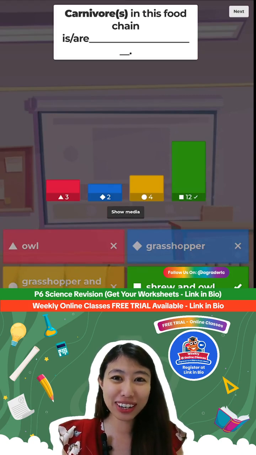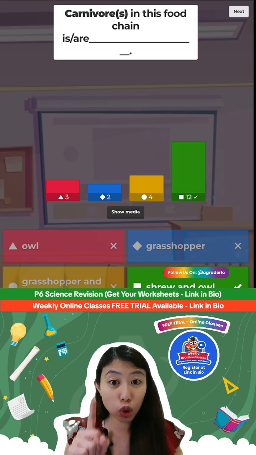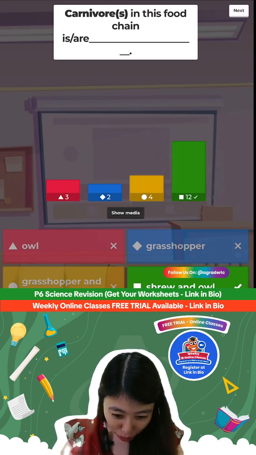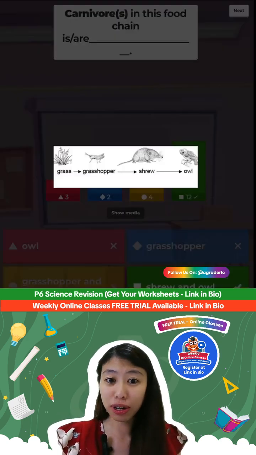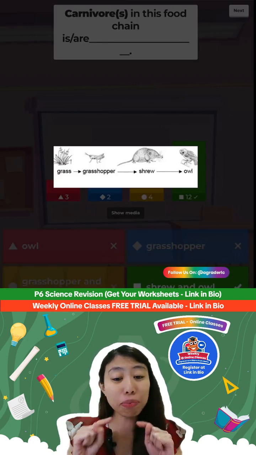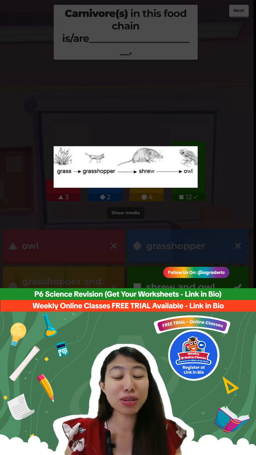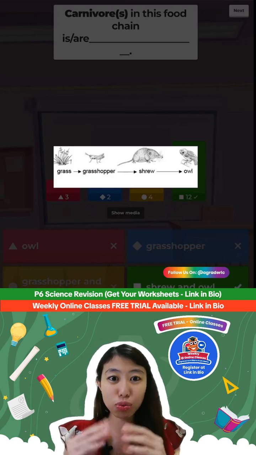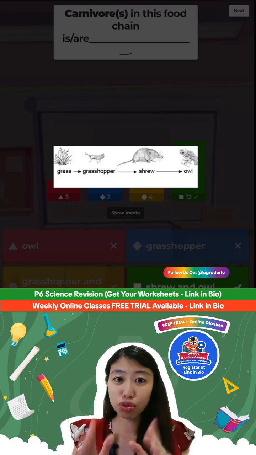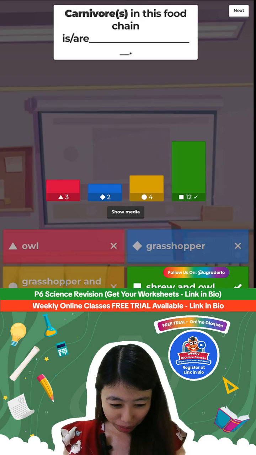The green one. Yes, carnivore. Take note, do not choose the grasshopper. Eating a plant doesn't make an organism a carnivore. Carnivore means eating other animals. So based on this food chain, it is the shrew and the owl. Okay? Next. Very good.